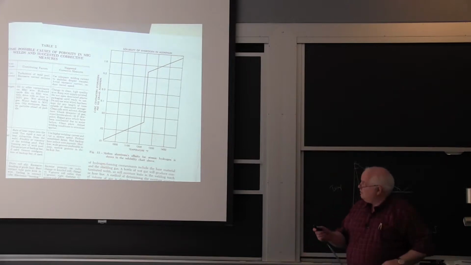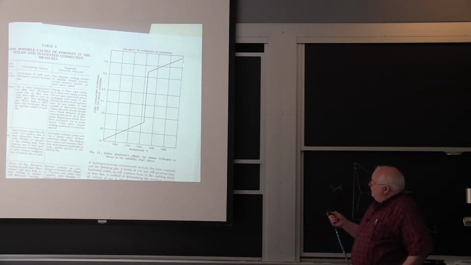Fold reduction in solubility with temperature when you solidify aluminum. So here's the melting point of pure aluminum. Here's the solubility. This is a log scale over here. So I've got like 0.6 cubic centimeters of hydrogen per 100 grams of aluminum.